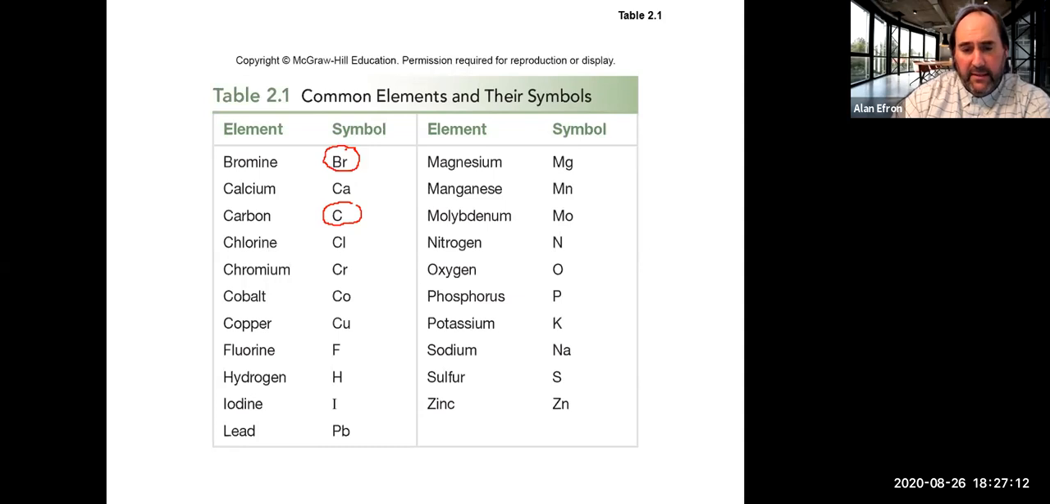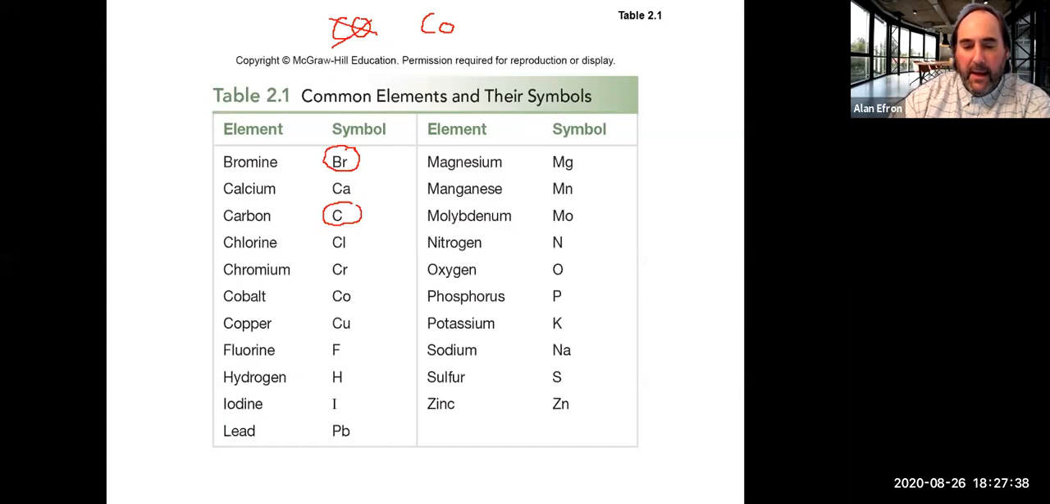I might have even done this example with you, but if you wrote capital C, capital O, that's actually carbon monoxide, which is very different than capital C, lowercase o, which is cobalt, an element. So if you are writing symbols, you shouldn't capitalize everything because you may be writing something that you're not intending.